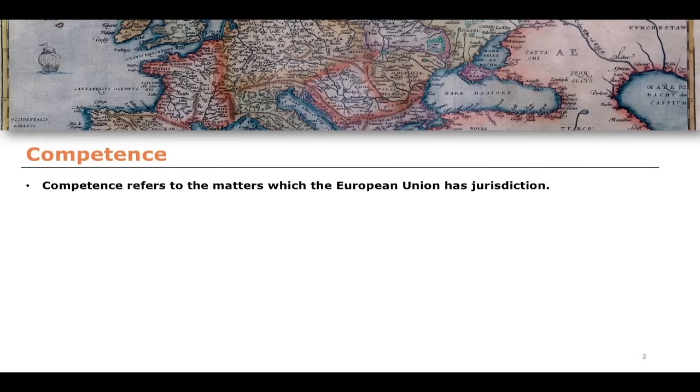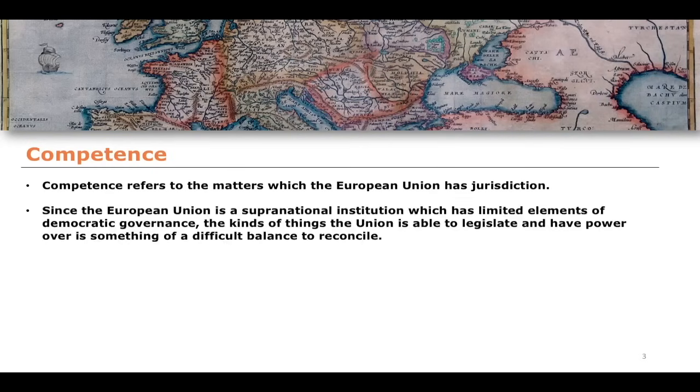So the states who are making up the European Union have to have sovereignty. And so the question of competence is very important, because the European Union gets its power from the states collectively delegating a little bit of their sovereignty, and giving the European Union the right to legislate on these matters. So the question of competence is a matter of paramount importance when it comes to the European Union.